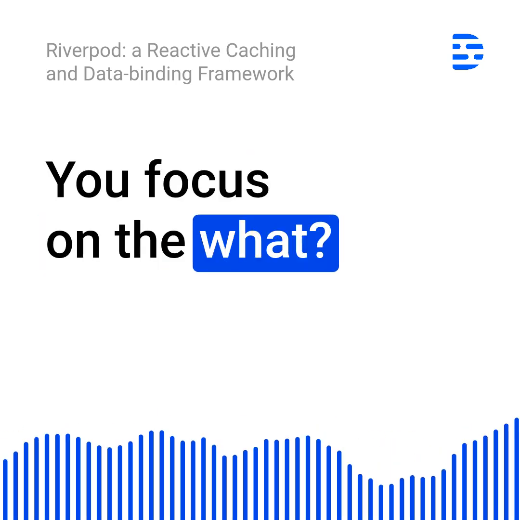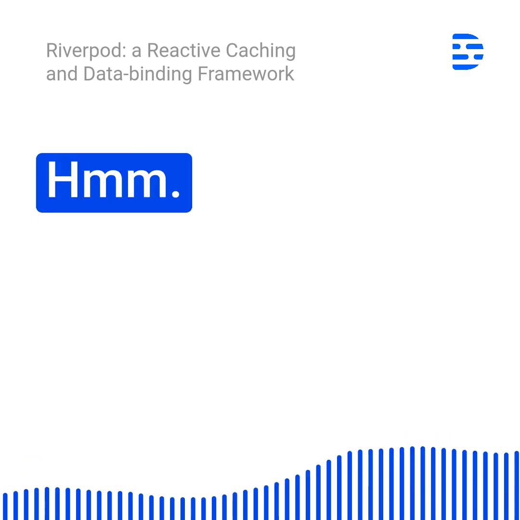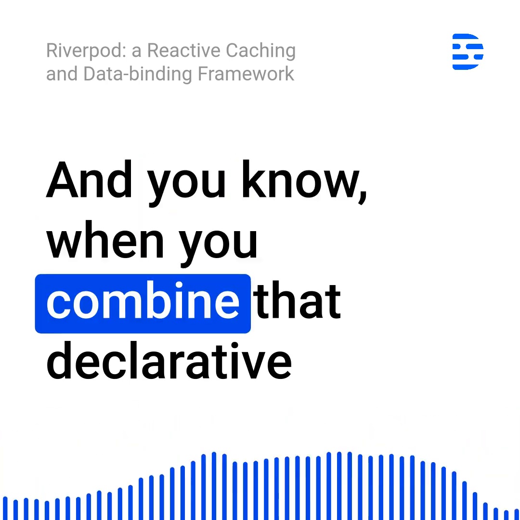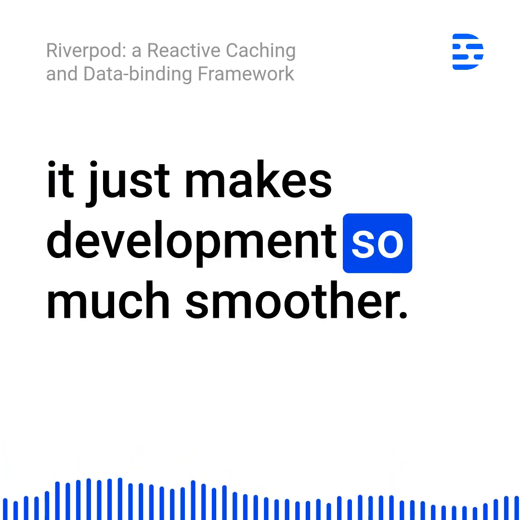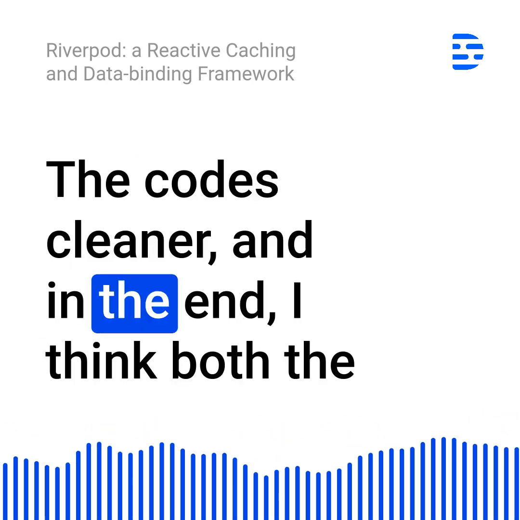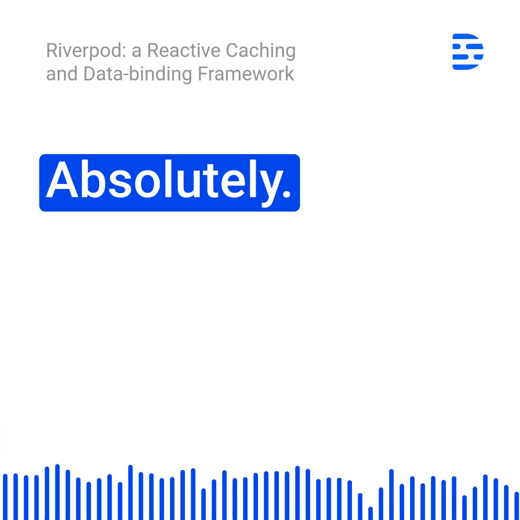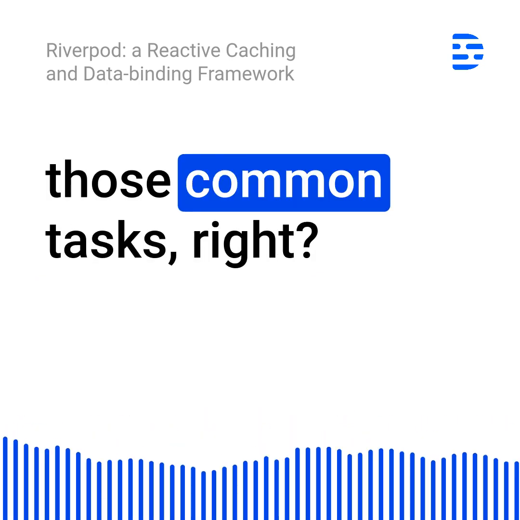You focus on the what, what you want your UI to do, and then Riverpod figures out the how. It's just a much cleaner way to build apps, don't you think? Oh, for sure. And when you combine that declarative approach with everything else we've talked about, it makes development so much smoother. The code's cleaner, and in the end, both the developers and the users end up happier.